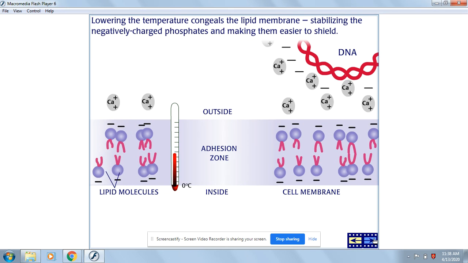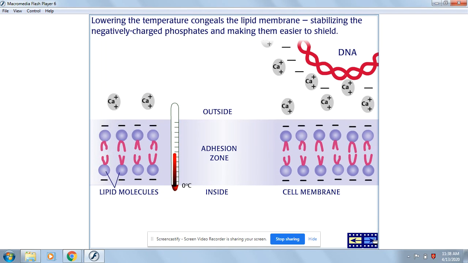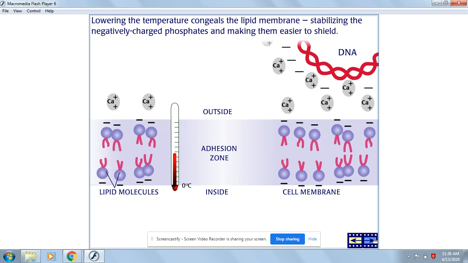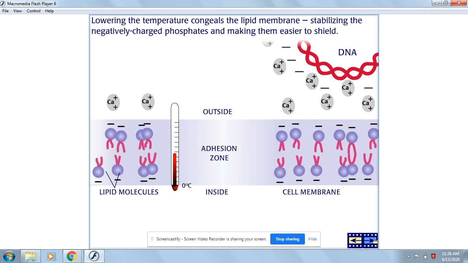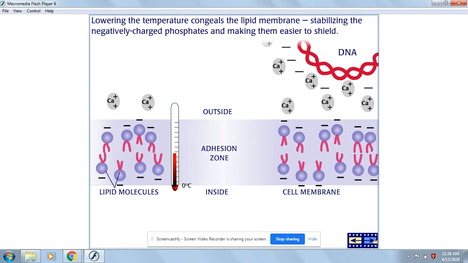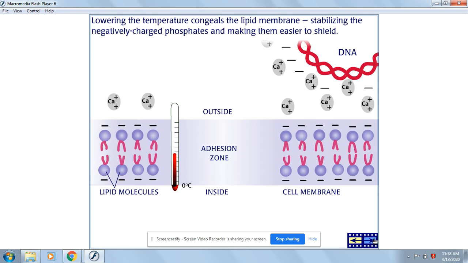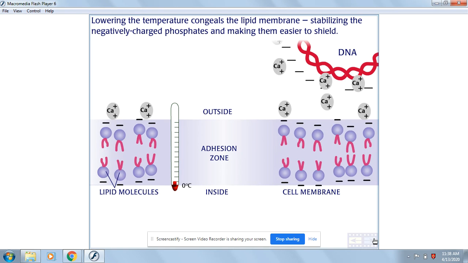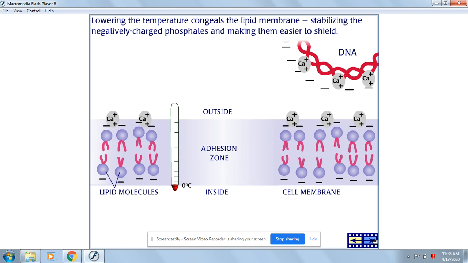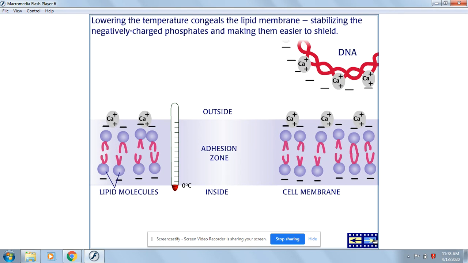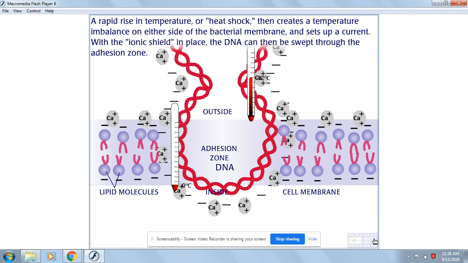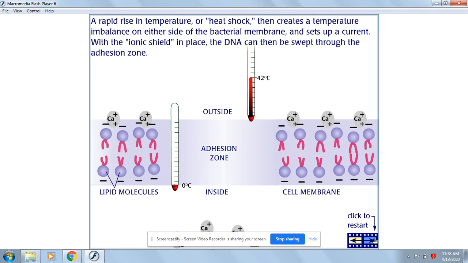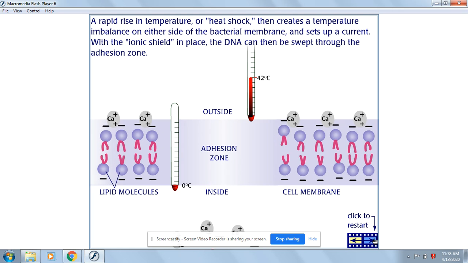Initially the temperature is high, maybe room temperature, but once we lower the temperature to 4 degrees, it congeals the lipid membrane, stabilizing the negatively charged phosphates and making them easier to shield. Under this condition, DNA ultimately gets transformed under the presence of this ionic shield into the bacterial cell through adhesion joints, and this process is called bacterial transformation.